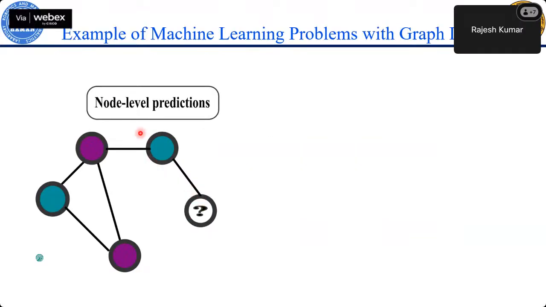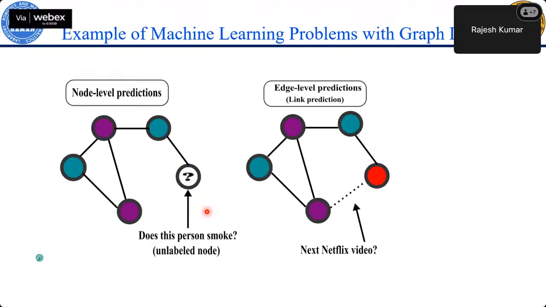So what is node level prediction? Again, I repeat it. Node level is basically where we know the connections, and we want to find out the features of this one. This is node level detection, because we want to find out whether this person smokes or doesn't smoke. So this one is an unlabeled node, and we label it.